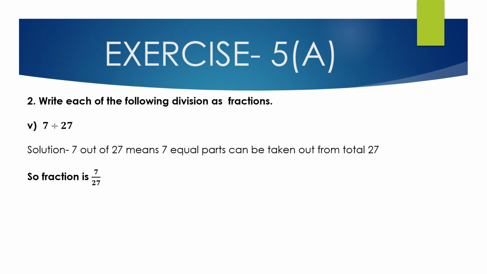Fifth bit is 7 divided by 27. 7 divided by 27 means 7 out of 27, which means 7 equal parts can be taken out from a total of 27 parts. So fraction will be 7 divided by 27. Here 7 is the equal parts and 27 is the total parts.